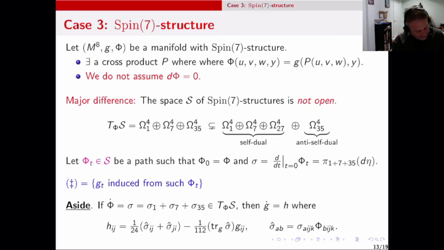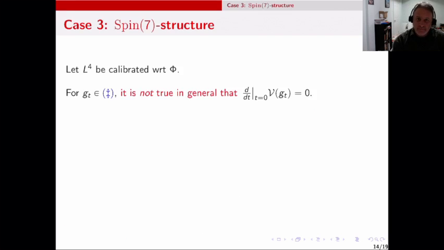But again, this is not trace free. And you'll see this will be important in a few minutes. Okay? So, with that out of the way, let's figure out what theorem A should be saying. So suppose L is calibrated with respect to phi. It's a Cayley submanifold.